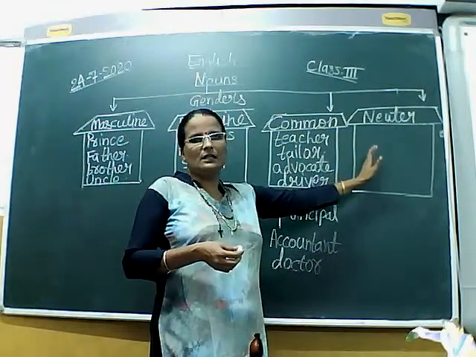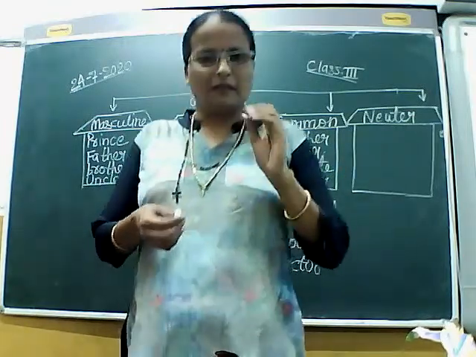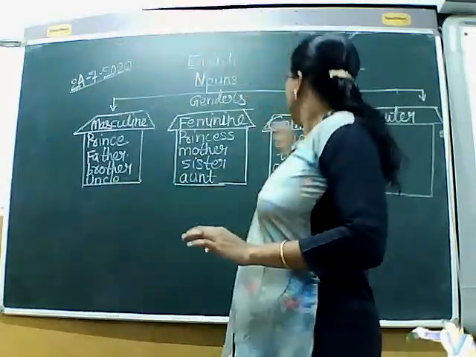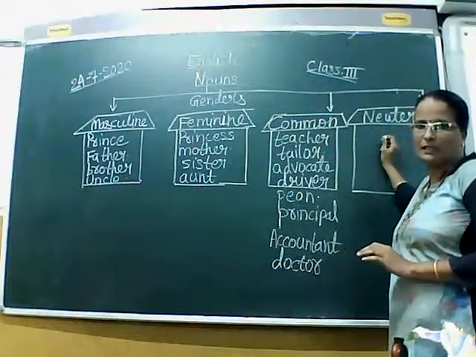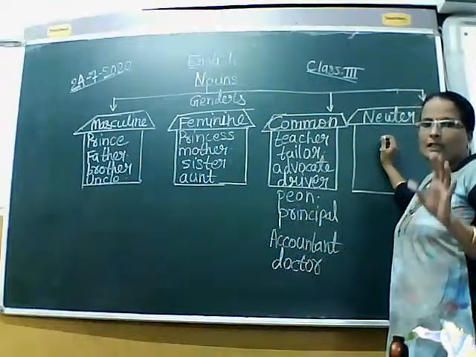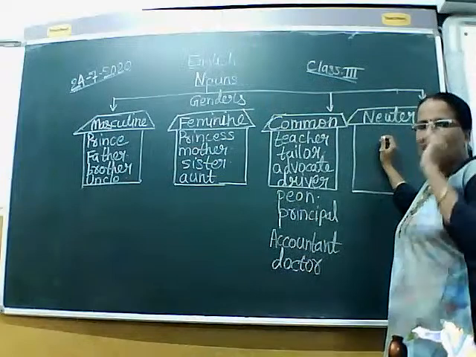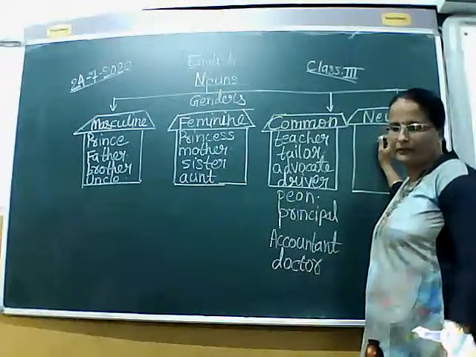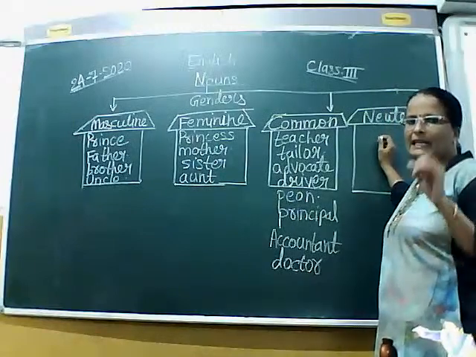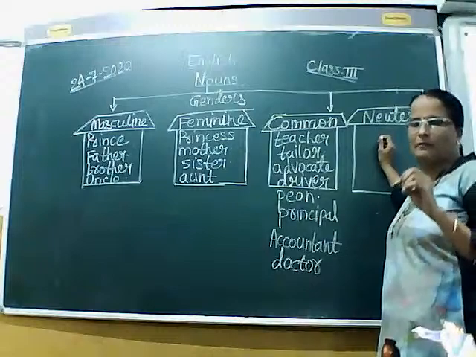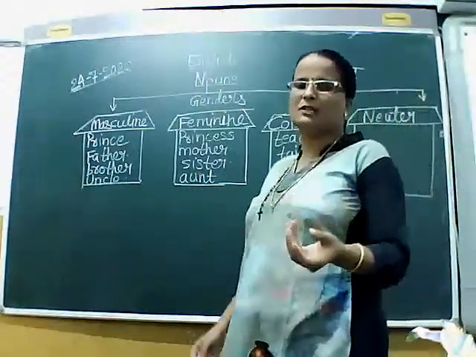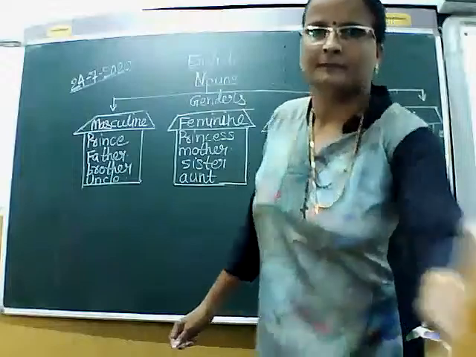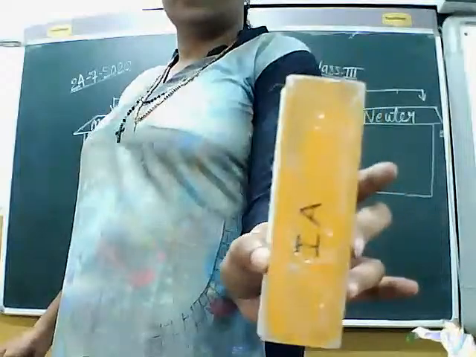Now you see this house is empty. We have to fill somebody there, otherwise that house will feel very bad, right? So let's see very quickly what is neuter gender. Neuter gender means the gender of anything existing on earth or in the world which has no life, which is an inanimate thing. Inanimate means which has no life. For example, what is this? Yeah, pencil.